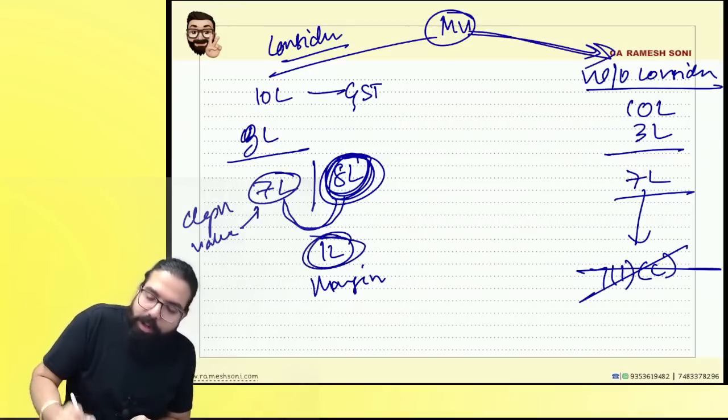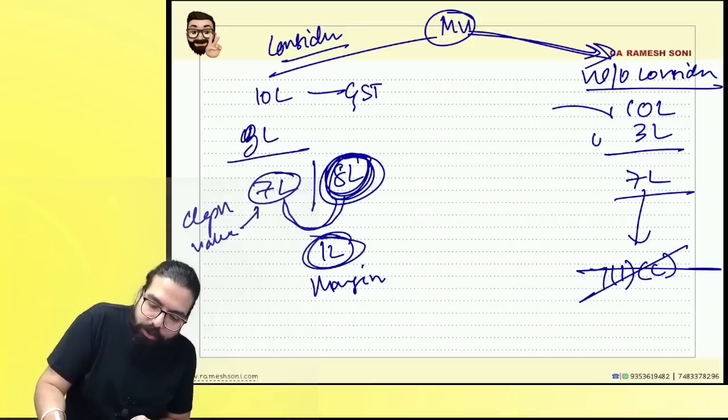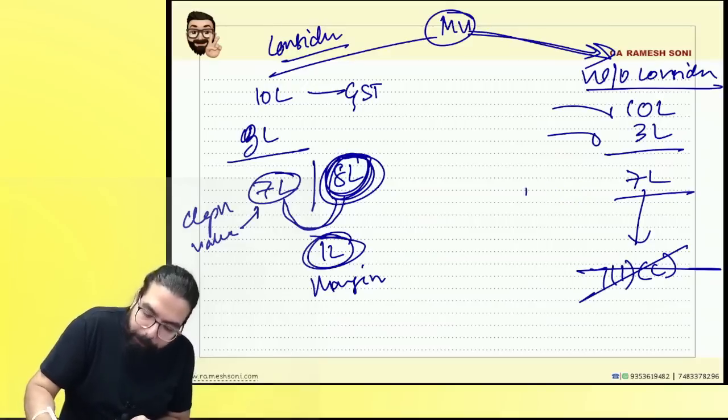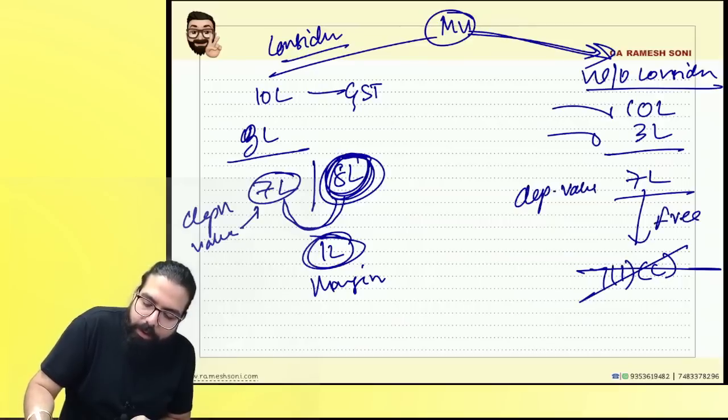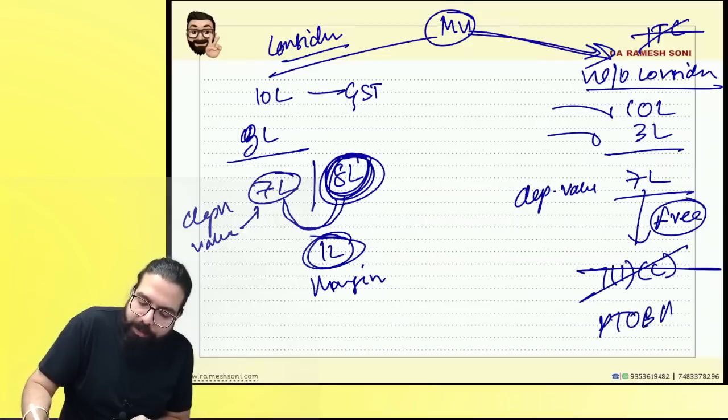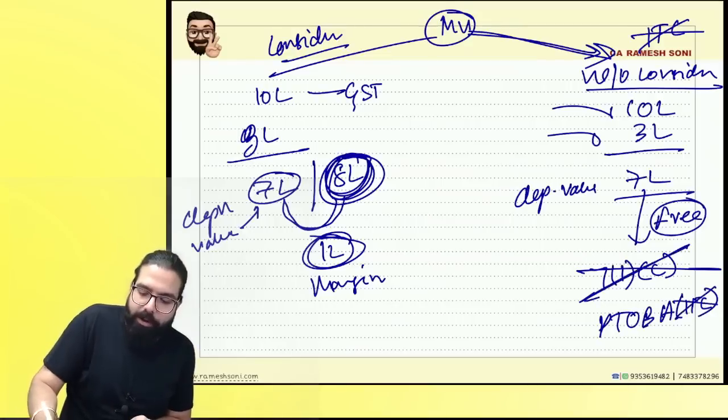Now the motor vehicle without consideration: 10 lakh is the value, 3 lakh rupees depreciation, 7 lakh is the depreciated value. But I gave it for free. ITC you never took, so it will never be a permanent transfer of business asset on which ITC was availed. Because ITC was not availed, it will not be a supply.